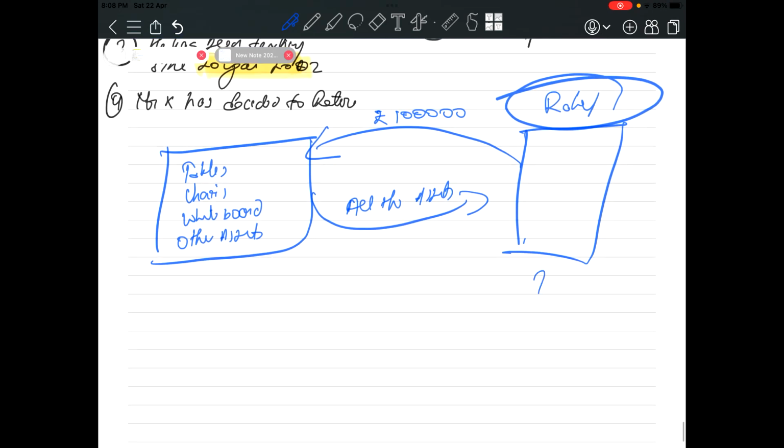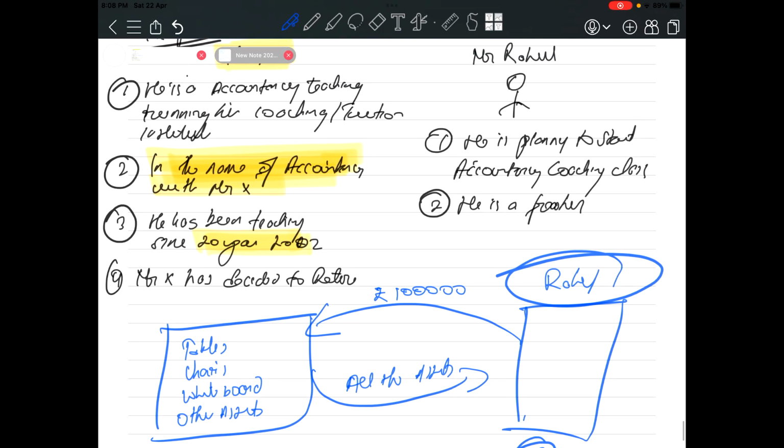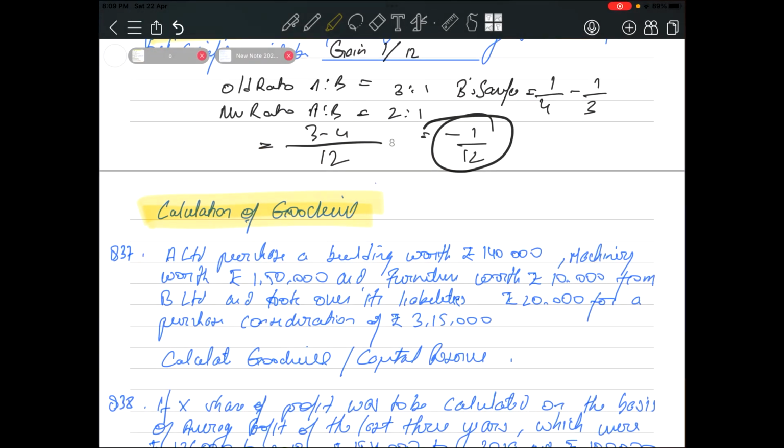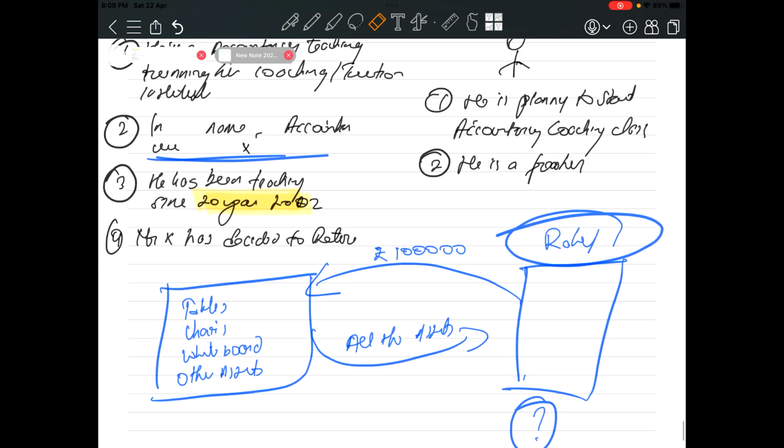Now Rahul was very smart. He said to Mr. X, you will not be running your coaching class anymore, so as I'm purchasing all your assets, can I start my coaching with your name, Accountancy with Mr. X? So what did Mr. X say? You can do that, it's fine, but you will have to pay me rupees 1,20,000 now. Earlier you were paying 1 lakh rupees for all the assets. Now you will have to pay me 1,20,000.